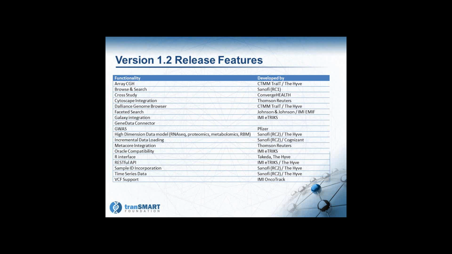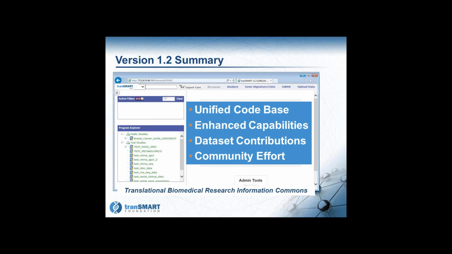So the goal for 1.2 is pretty simple. We're not really seeking too much big innovation. What we want to do is achieve four points. One, the most important one, a unified code base. We should end up with a very healthy code community. All the different companies and institutions have had their own version of tranSMART, which is not helpful for sustainable development. So from 1.2, we have a unified single code base. That's the number one goal we want to achieve.